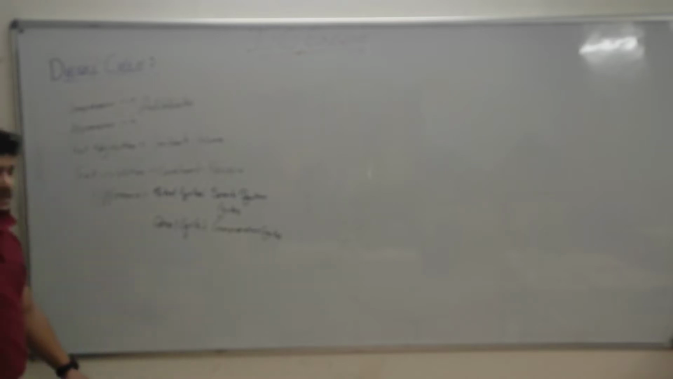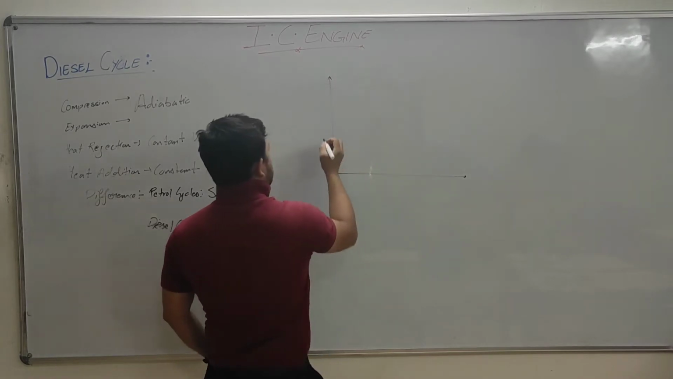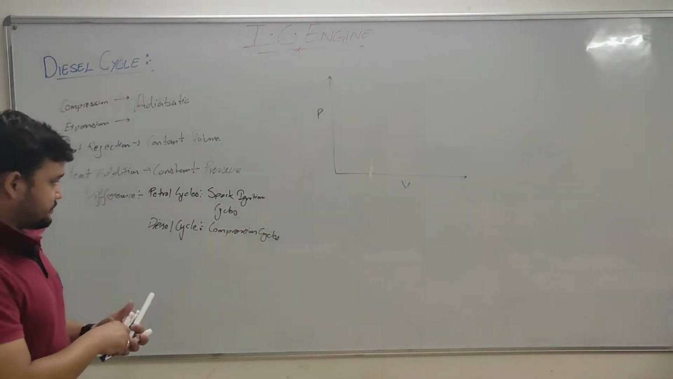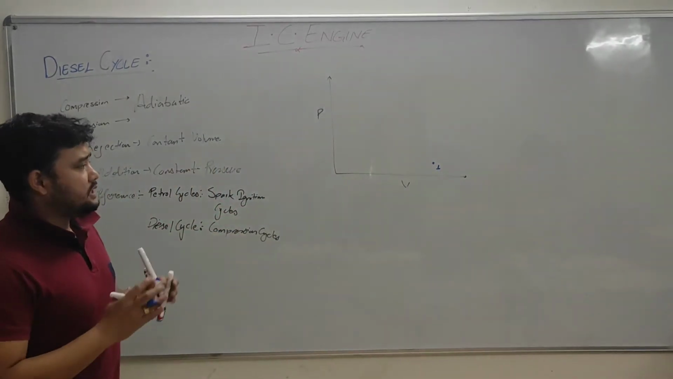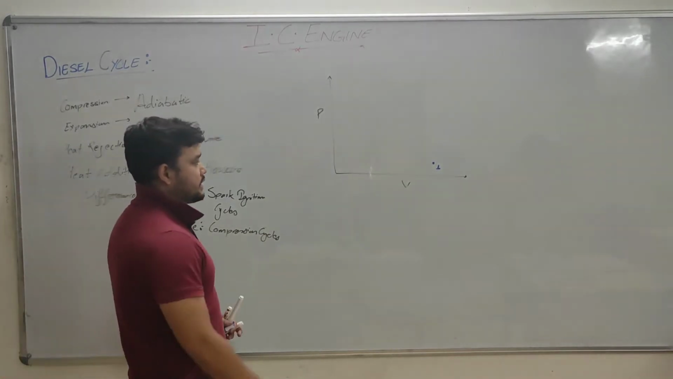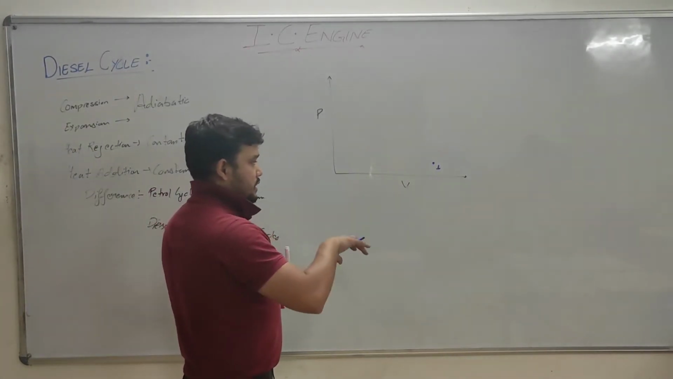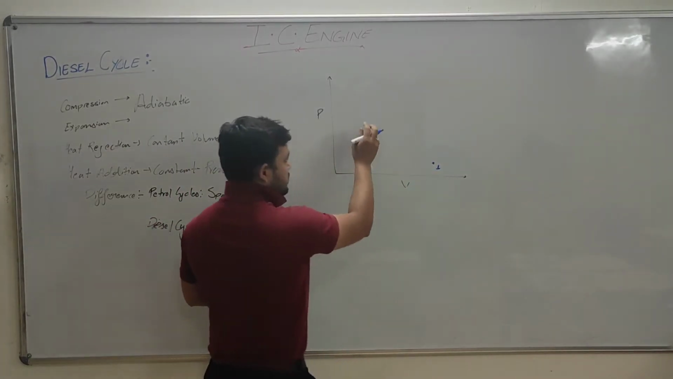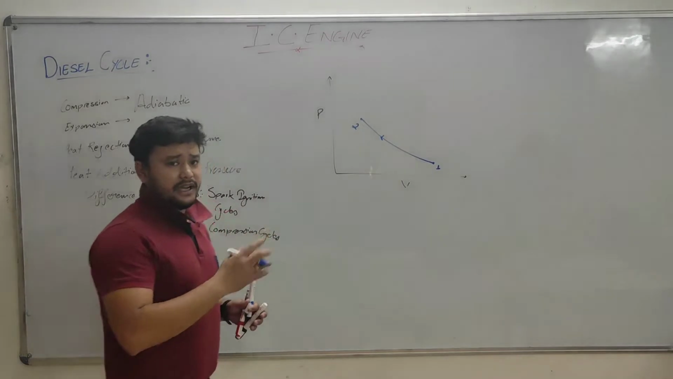Now let us draw the PV and TS diagram of the diesel cycle. This will be the PV diagram. Here, first suppose there is a point 1. At point 1 the piston is at the lower dead center, the lowermost point. At that point the air automatically fills up the whole cylinder. From point 1 to point 2 there will be adiabatic compression.